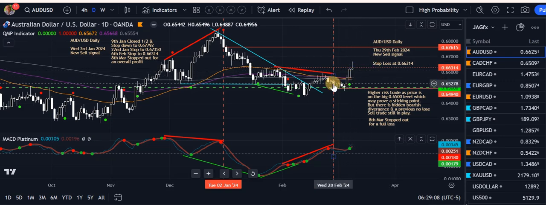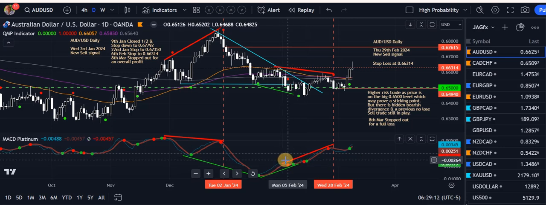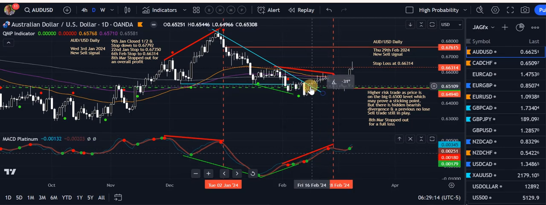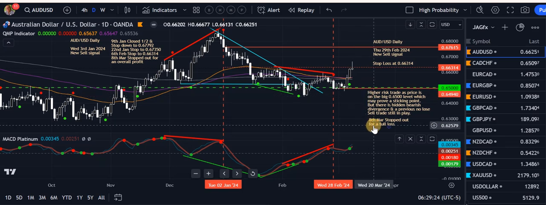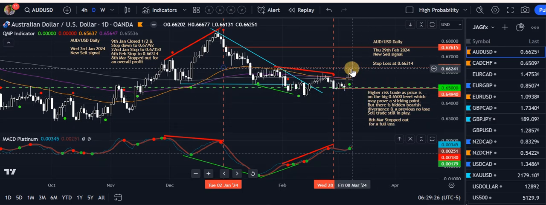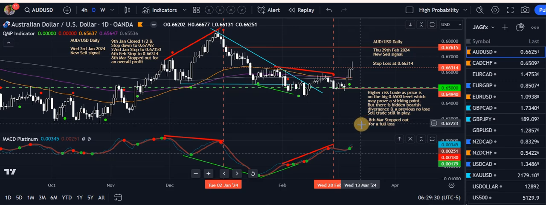So I took this sell trade on Thursday the 29th of Feb. Sell signal here, nice hidden bearish divergence, which I like. Price came back up to the moving averages. I was a bit concerned about this 65-cent level, and it's proved to be a sticking point. Price didn't go below it. I mentioned that in my notes, and it's bounced straight up and taken my stop out. So I took a full loss for this sell trade on Friday.